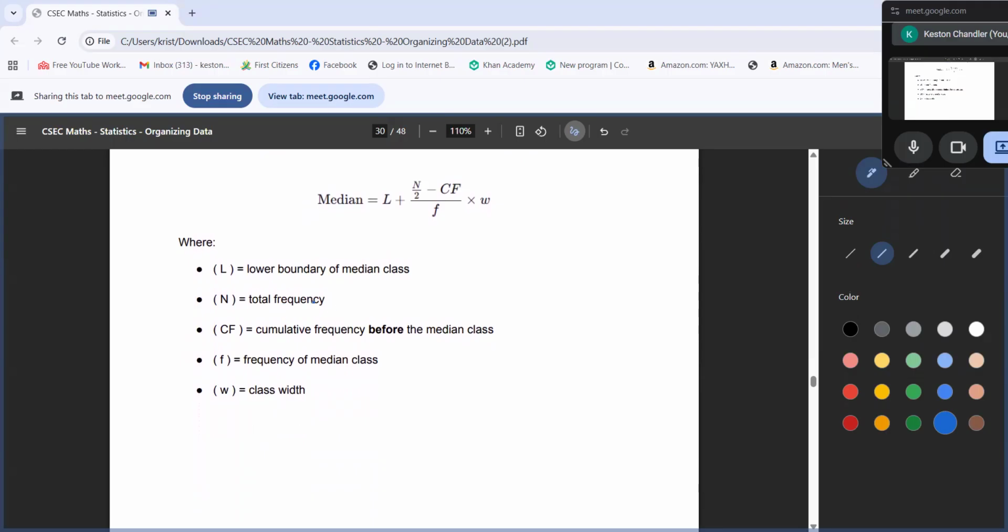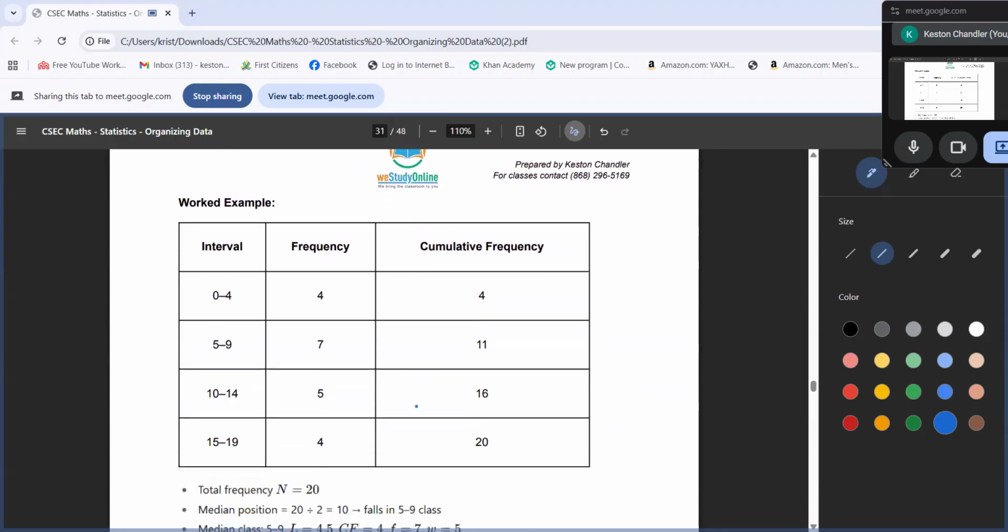N is your total frequency. CF in this formula is the cumulative frequency before the median class. F is the frequency of the median class, not the cumulative, but the frequency of the median class. And W is your class width. And if you forgot how to calculate class width, it's the upper class boundary minus the lower class boundary. Now let's look at it in an example to make a bit more sense.